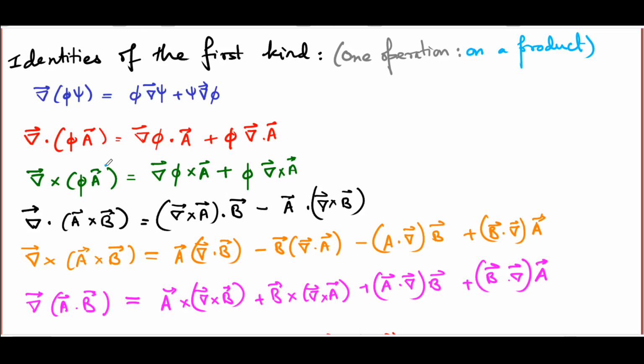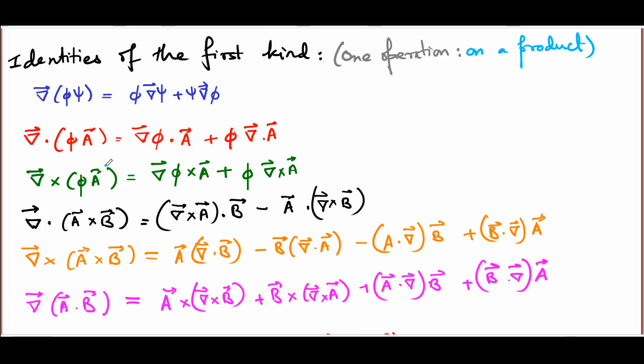The final possibility, if you have two vector fields, is that you can dot them together to form a scalar field. And now the only thing that will act on that is gradient. So gradient of A dot B gives us A cross curl of B plus B cross curl of A plus A dot del acting on B plus B dot del acting on A.